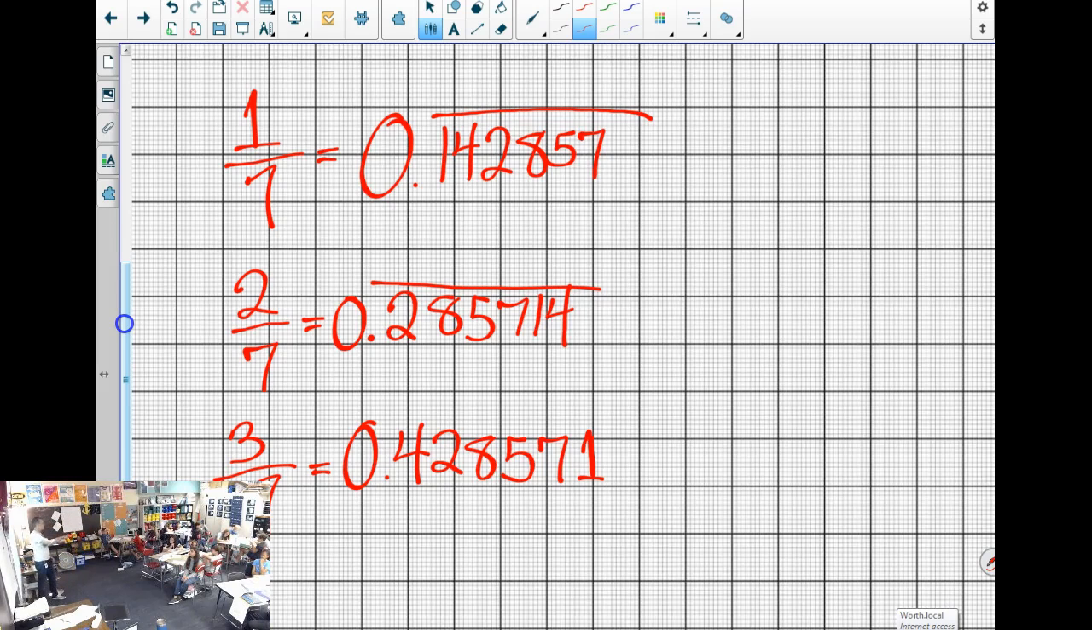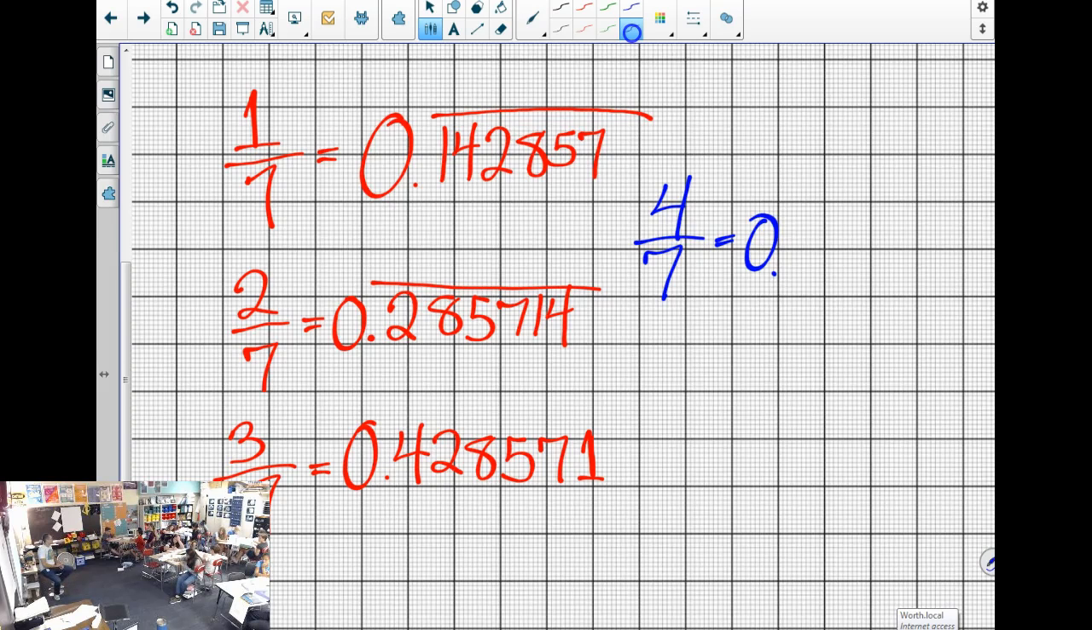On your paper, write down 4/7. Can you predict, based off that pattern, what this will be? Take like 30 seconds on your own.